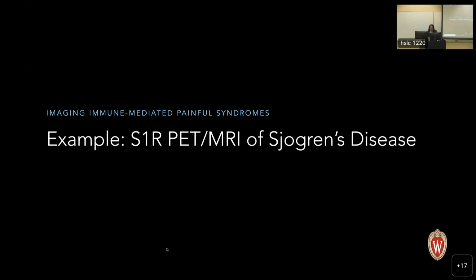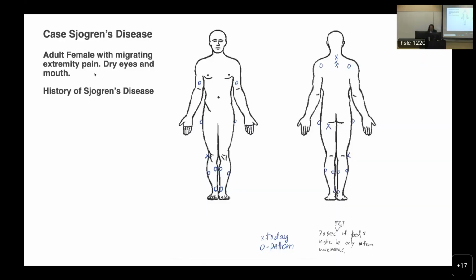Really quick, I'm also looking at immune-mediated painful syndromes. This is an unfortunate patient suffering from Sjogren's disease, which is a clinical syndrome where you have migrating extremity pain as well as dry eyes and dry mouth. Here's her figure. She's basically putting it everywhere around her.